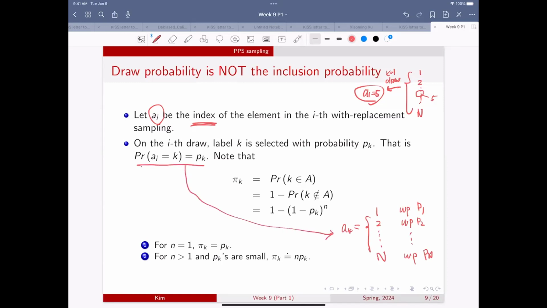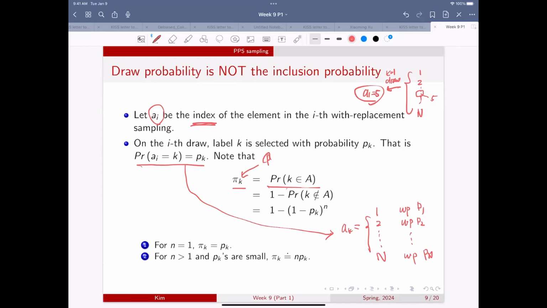This basically you can understand this way. So then now let's compute the pi k, which is the first order. So this is the first order inclusion property, right? The property of, so this is the definition. The property that k is in the final sample.